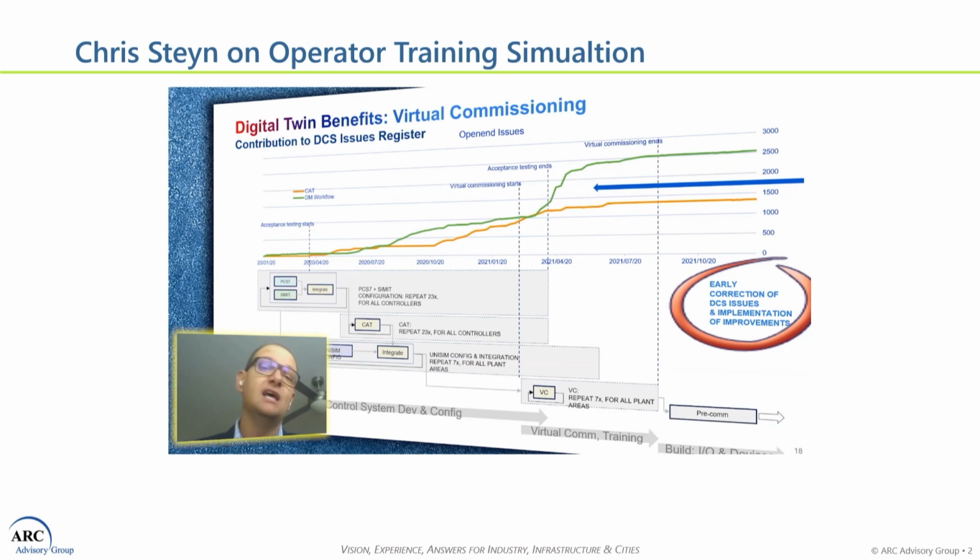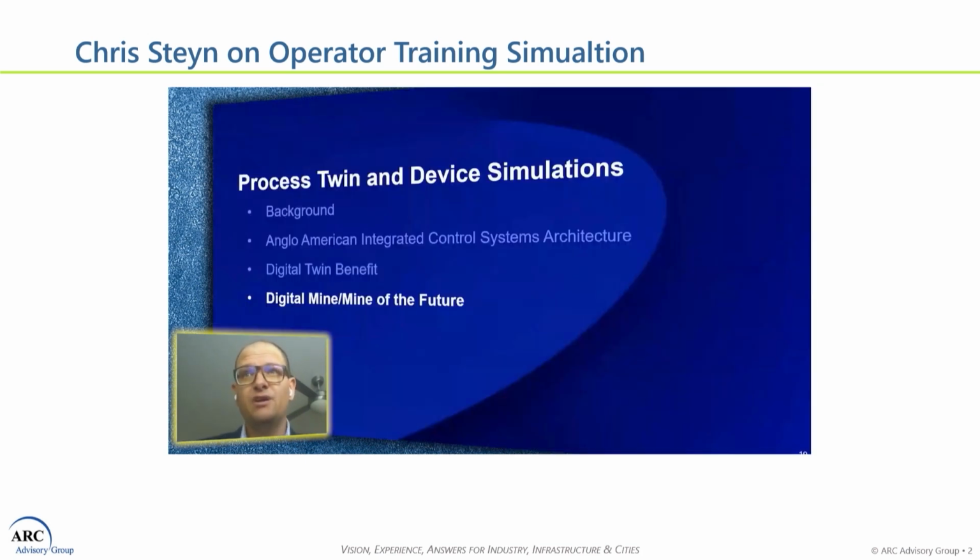So you can imagine having 1,500 issues during wet commissioning that you have to sift through. It just puts an amazing strain on the commissioning process. And obviously what we've seen now is a reduction in the commissioning time, which is something we're really proud of.